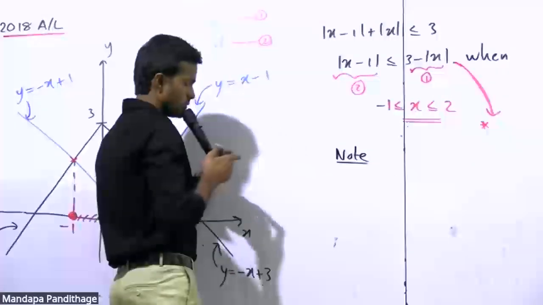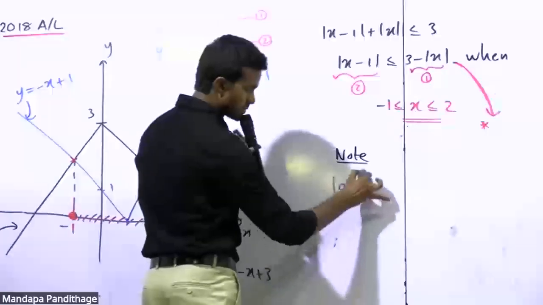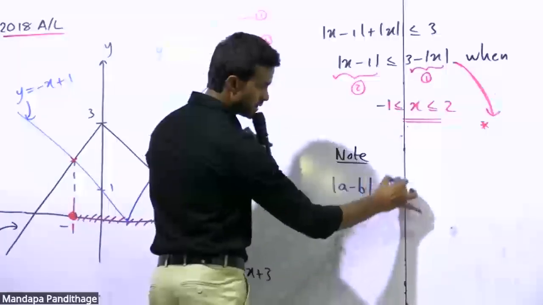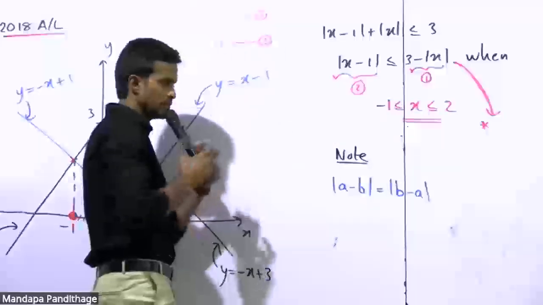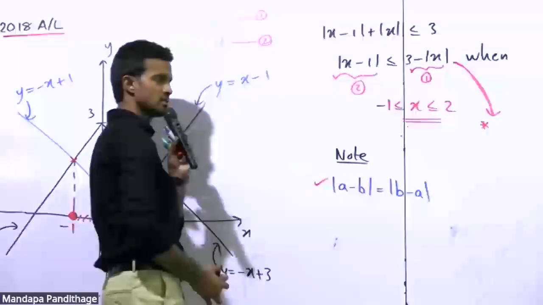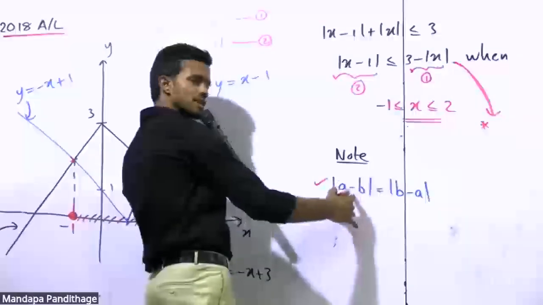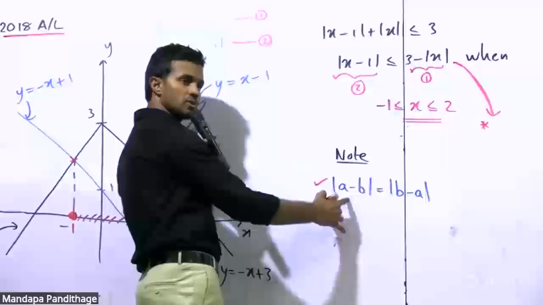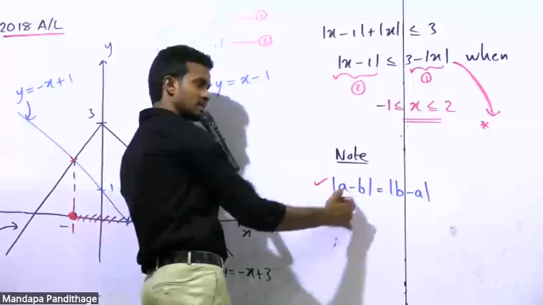And these two facts. Modulus a minus b is equal to modulus b minus a. Towards the right hand side of the book, you can just put this note and write this. Modulus a minus b is equal to modulus b minus a. Because there is no change when there is a minus, no? Because modulus 2 is equal to modulus minus 2. So even if you change these two, it's equal.